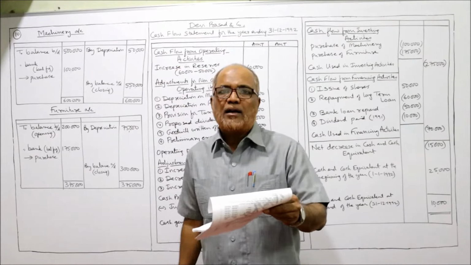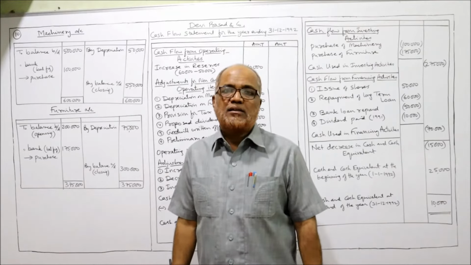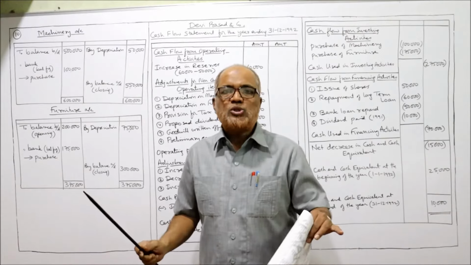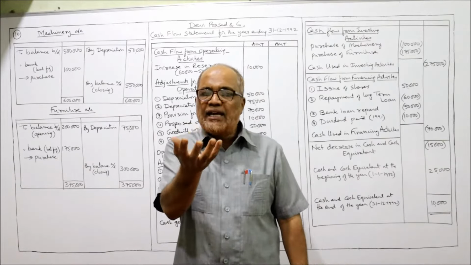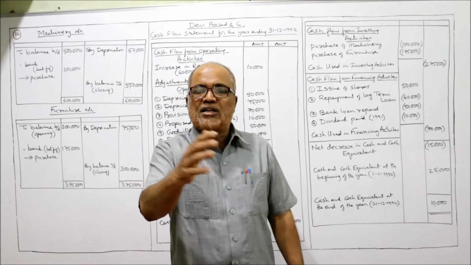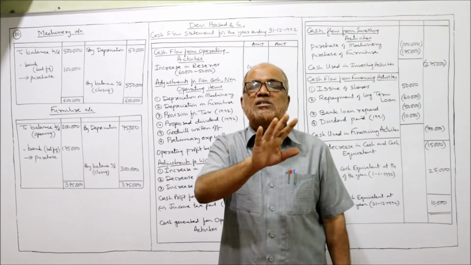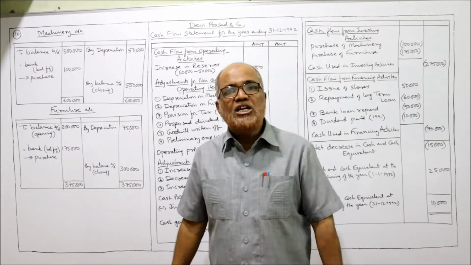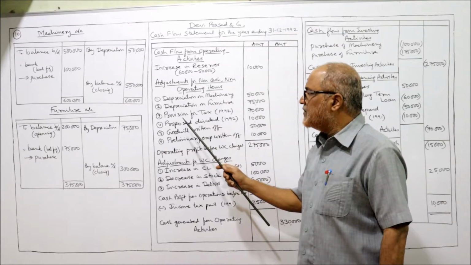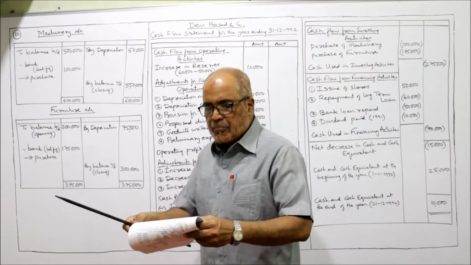Goodwill last year 2 lakh, current year 1,50,000. Goodwill has decreased. That means how will the goodwill decrease? It is written off. Goodwill will not be sold. See here, goodwill is an intangible asset which is attached to the business. It cannot be separated from the business. It cannot be sold. So when goodwill has decreased, the assumption is it is written off. Goodwill written off is a non-cash item. Goodwill written off 50,000.